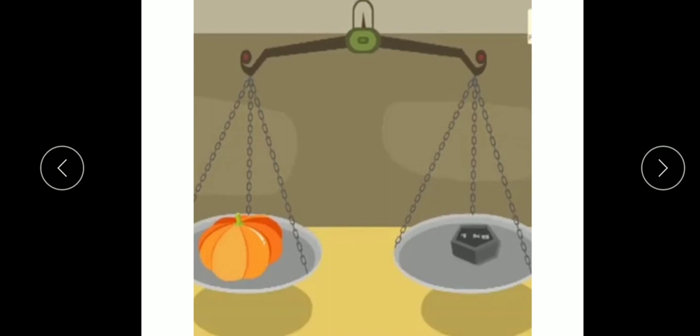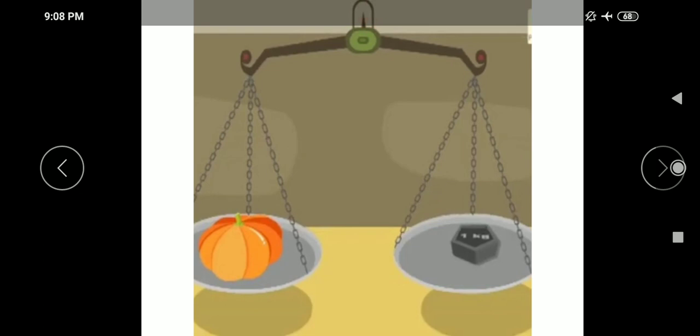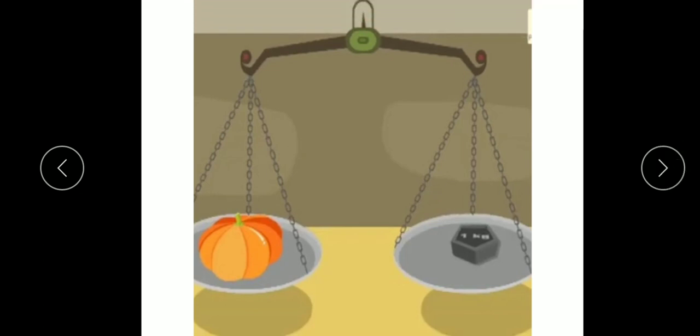Children, now look at this pumpkin. We keep the pumpkin at one side of the pan and we keep the 1 kg weight on the other side of the pan. In this case, both the pans are balanced and the pointer is at the center. It means the pumpkin weighs 1 kg, right? Because both the pans are balanced.